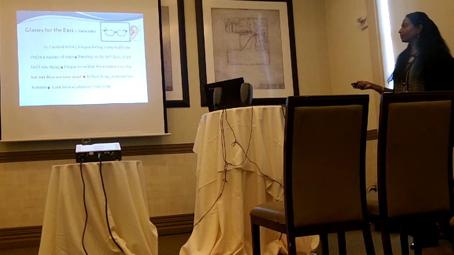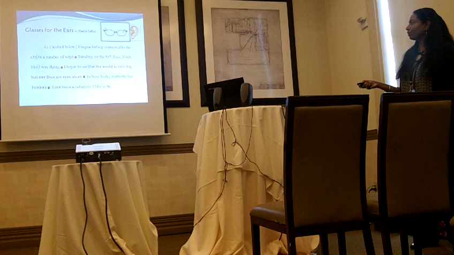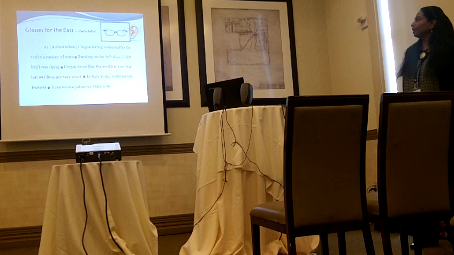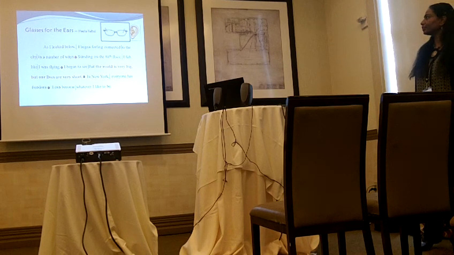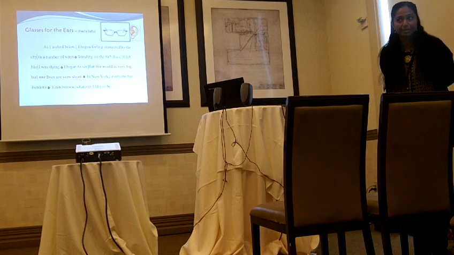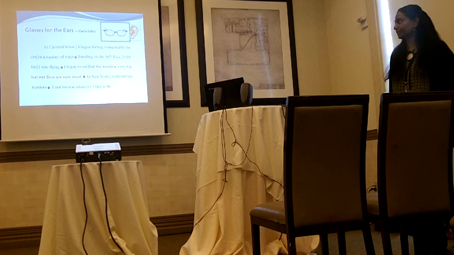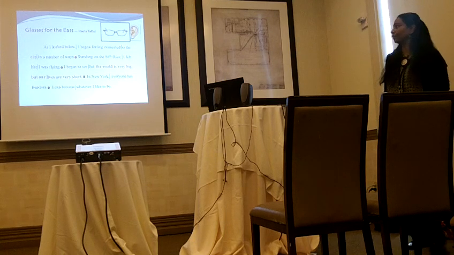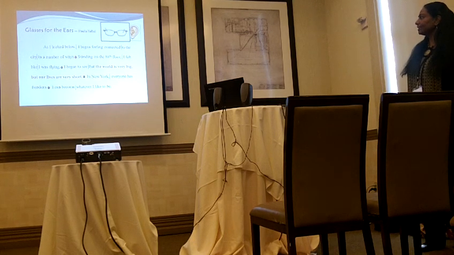So this student wrote this, and in this sentence where she contrasts, she says, as I looked below, I began to feel connected to the city. Now she's standing on the Empire State Building, the place that she chose to write about, because that was something very special for her. She says, standing on the 86th floor, I felt like I was flying. I began to see that the world is very big, but our lives are very short. In New York, everyone has freedom. I can become whatever I like to be.